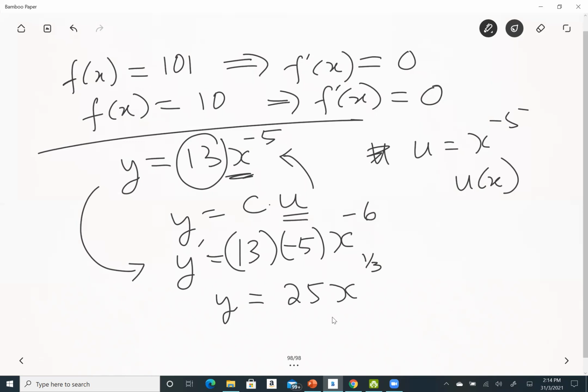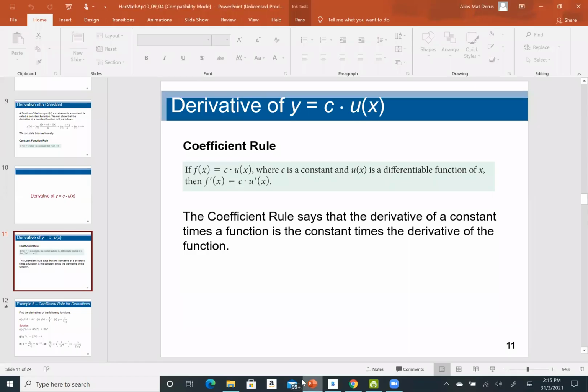25 times 1/3. The 25 will just go with the derivative. So 25 multiplied by, you bring down the power, 1/3 times x to the power of 1/3 minus 1, that will be -2/3. So that is the coefficient rule. Any questions? No. All right.